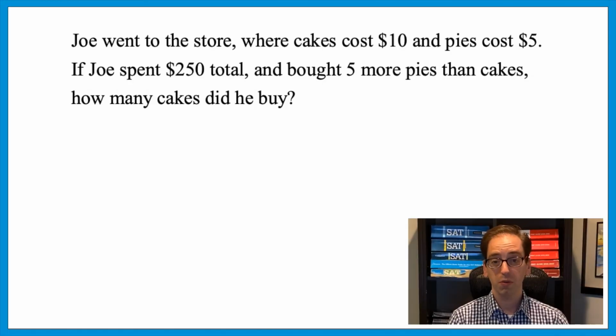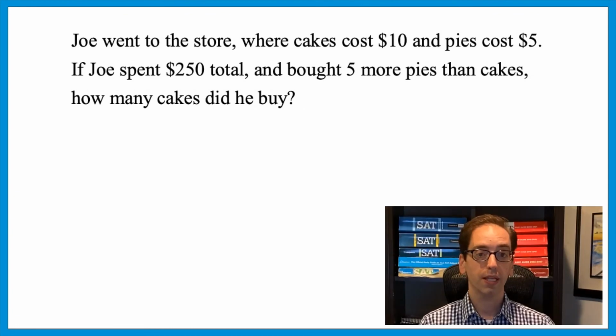Let's see how this works on a harder question. We actually saw this next question in a previous video where I showed you how to do it with an alternate math strategy. But now let's do it for real with algebra. Joe went to the store where cakes cost $10 and pies cost $5. If Joe spent $250 total and bought 5 more pies than cakes, then how many cakes did he buy? Press pause, give it a shot.